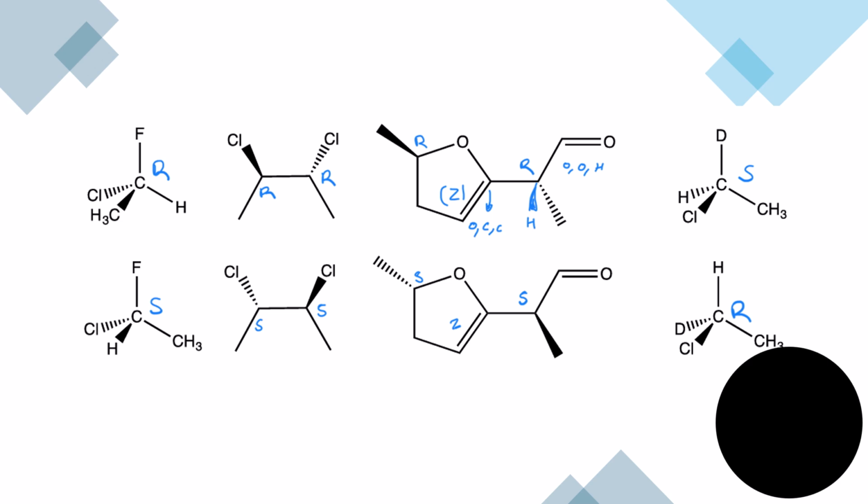Here the H is in the back, so we can just count normally. Here's the first priority, here's the second priority, and here's the third priority. So that's going to be R. Here, this would be the first priority, this the second, and here's the third, and it looks like it'd be S, but since the H is in the front, you just reverse it, and then it's going to be R. And there are some more examples if you would like to go through them.